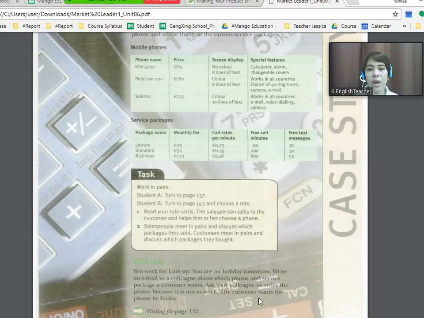All you have to do is write an email to a colleague about which phone and service package a customer wants. So for example, student A, write an email about the package that you chose, and student B, write an email about the package that you chose. Ask your colleague to order the phones because it is not in stock and the customer wants the phone by Friday. So I'm going to give you another 5 minutes to do the task, and let's try to read your answers once you're done.